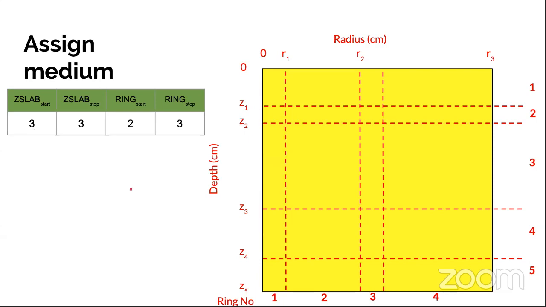Then, how about this one? So now we're putting Z slab start 3, and this is the stop, 3. And the ring is 2 to 3. So I want you to visualize it in your head. Which regions are we assigning here? Okay, I'm giving you 10 seconds.